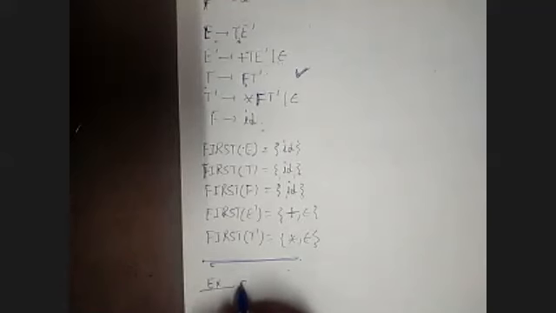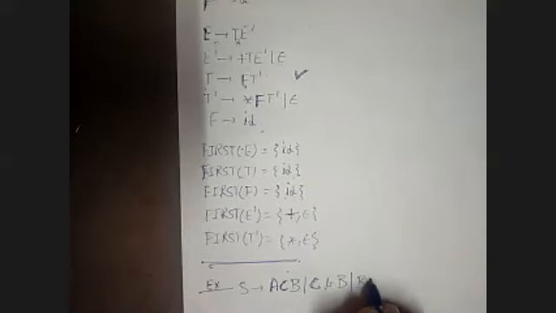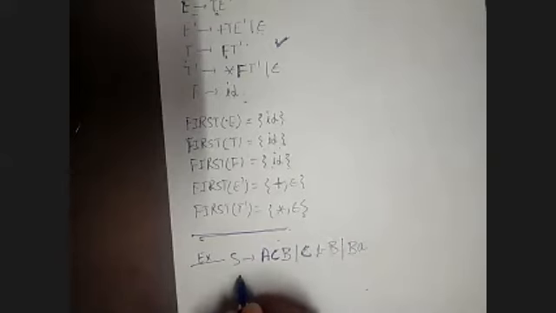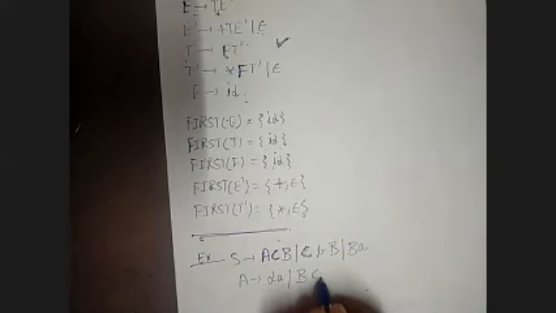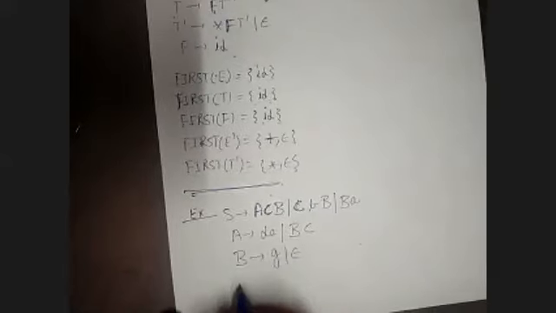The example is S tends to A and capital C, or capital B, or C, or capital C small b capital B, or capital B or A. The second production is capital A tends to D A, or B and C. B tends to G or epsilon, and C tends to H or epsilon.